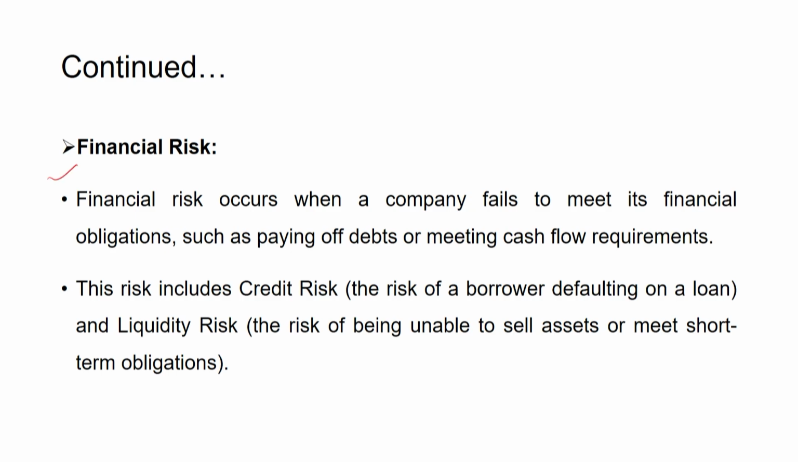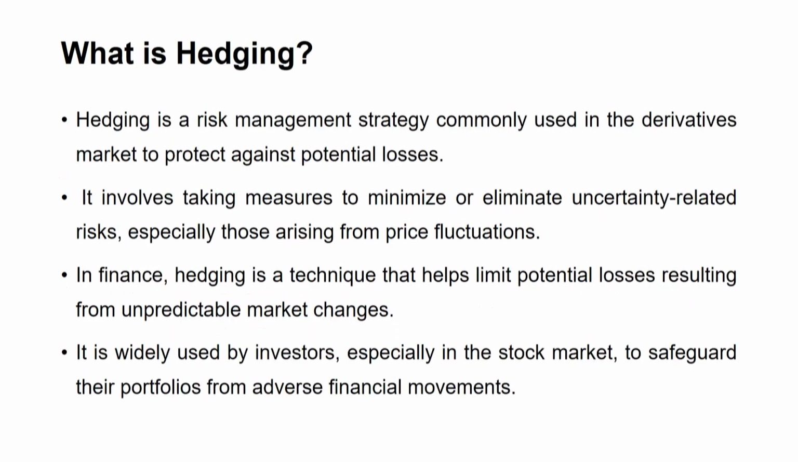Next is the financial risk. It occurs when a company fails to meet its financial obligations, such as if they are not capable of paying off their debts or they are not meeting their cash flow requirements, then such kind of risk may arise. So this risk may include the credit risk, the risk of borrowers defaulting on the loan, or liquidity risk. So such kind of risk can be managed by the investor.